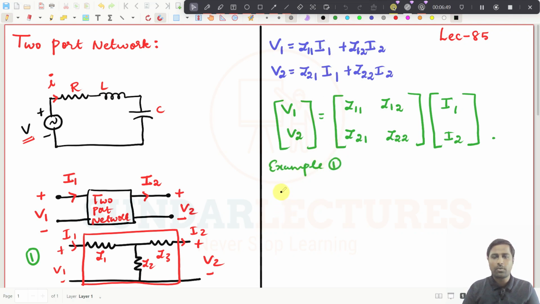What will be the Z11 value? It is Z1 plus Z2. See, this is the first loop. What is the total resistance? It is Z1 plus Z2.